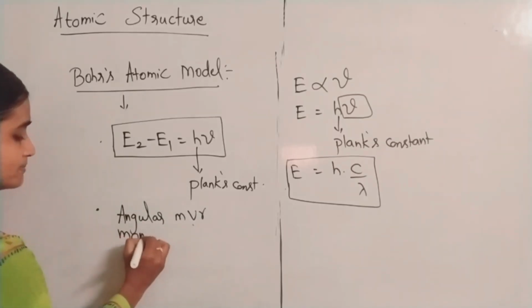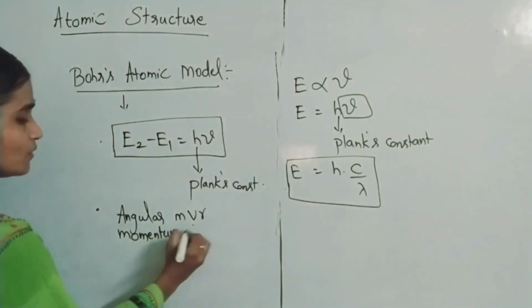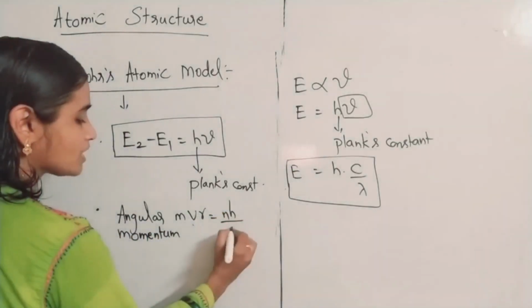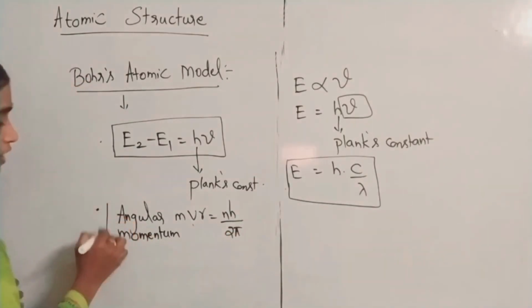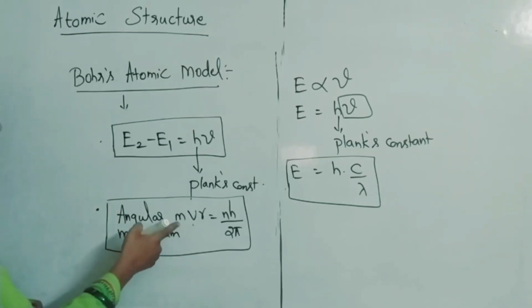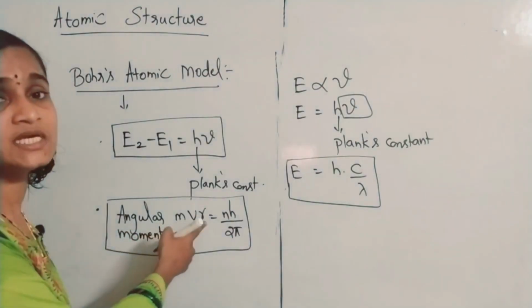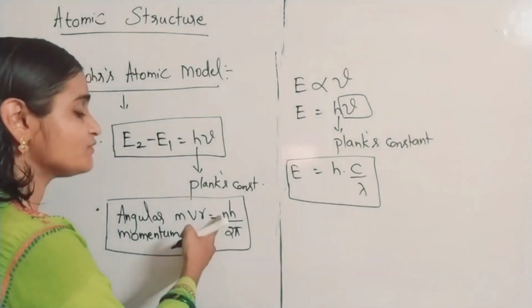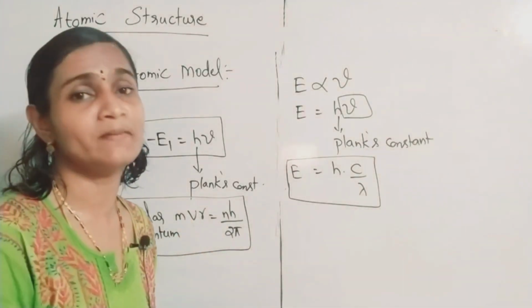Angular momentum mvr is equal to what? nh by 2 pi. Okay, this is called as what? Bohr's quantum condition. Based on this, you will be having certain numericals also. Here m stands for mass of the electron, v stands for velocity, r is for radius, h is for Planck's constant, and n is the orbit number.